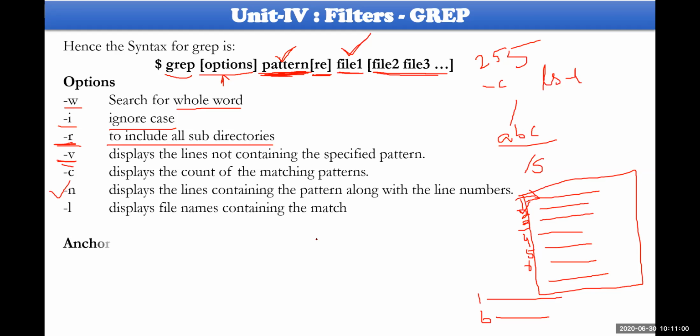Out of all these options, you may or may not remember them; that is not a big issue. But what is very, very important is the specification I have made here, which is a regular expression. Constructing regular expressions is very important while learning grep.